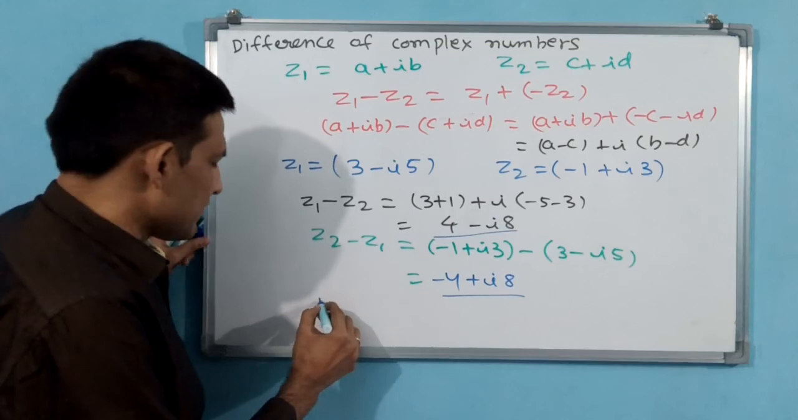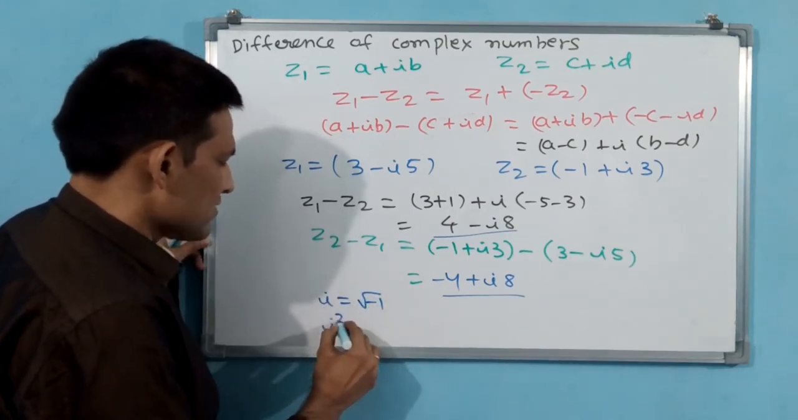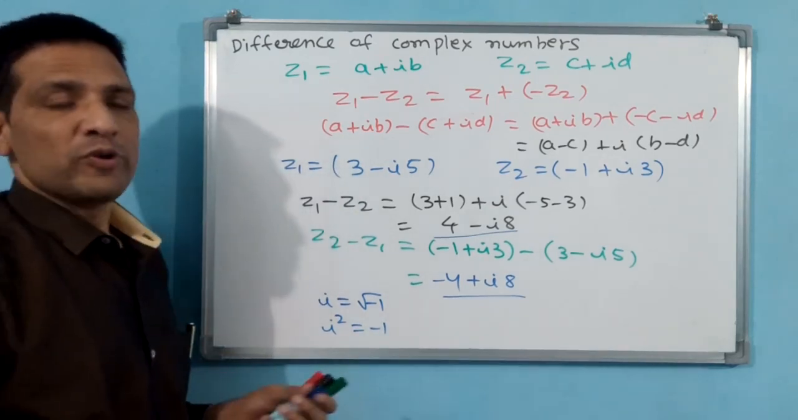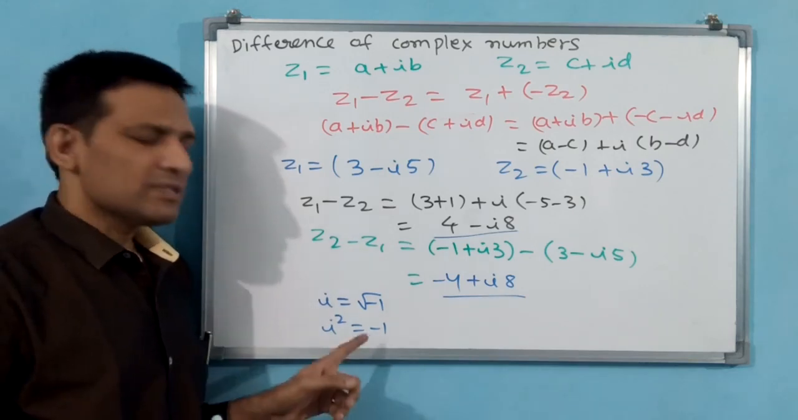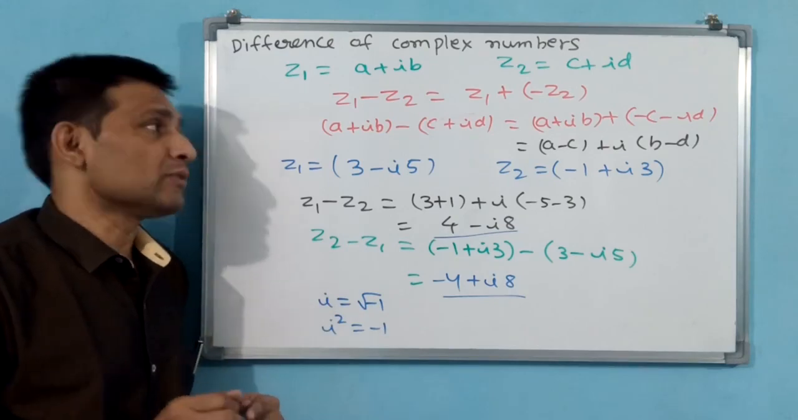Until now what we have learned: I is equal to square root of minus 1, and I square is equal to minus 1. These two values you keep in your mind. I square is equal to minus 1 is the base standard. If you know I square is equal to minus 1, automatically you know I is equal to square root of minus 1.